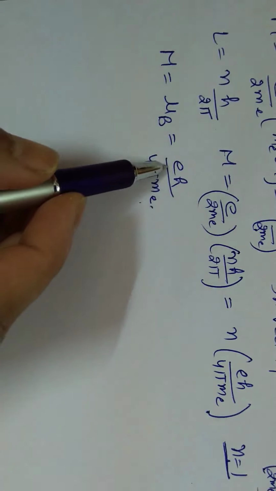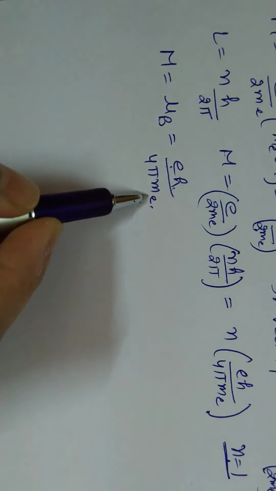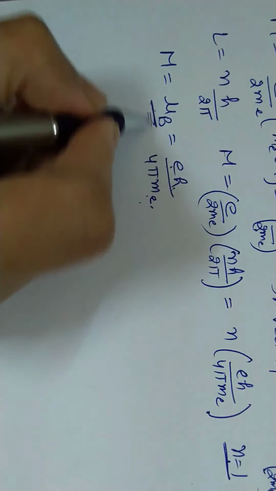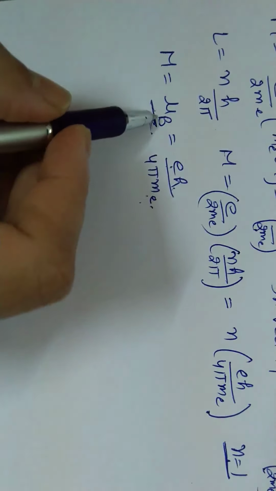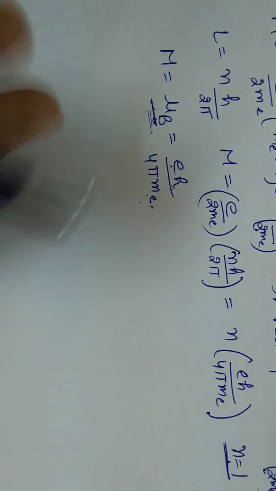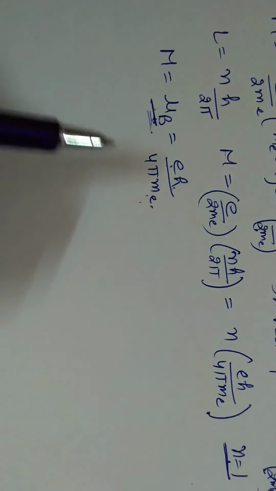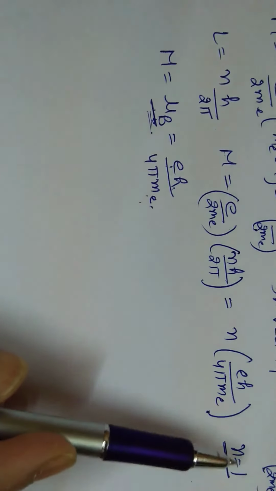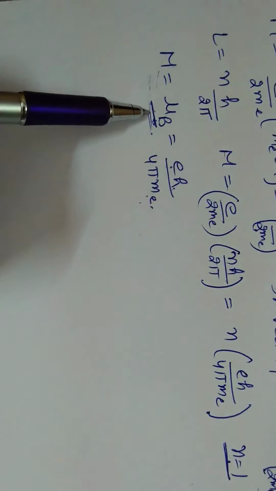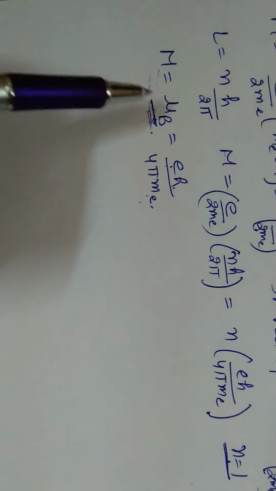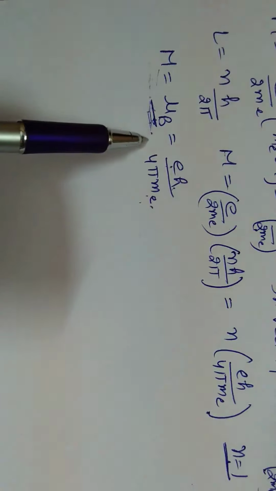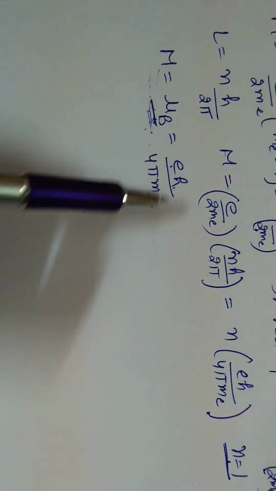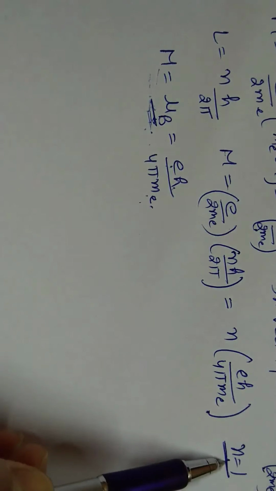By putting in these values, charge, Planck's constant, mass of electron, we get the Bohr magneton. And what is this Bohr magneton? It is the magnetic dipole moment associated with an atom due to the orbital motion of one electron in the first orbit. Due to this, that magnetic moment is called the Bohr magneton.